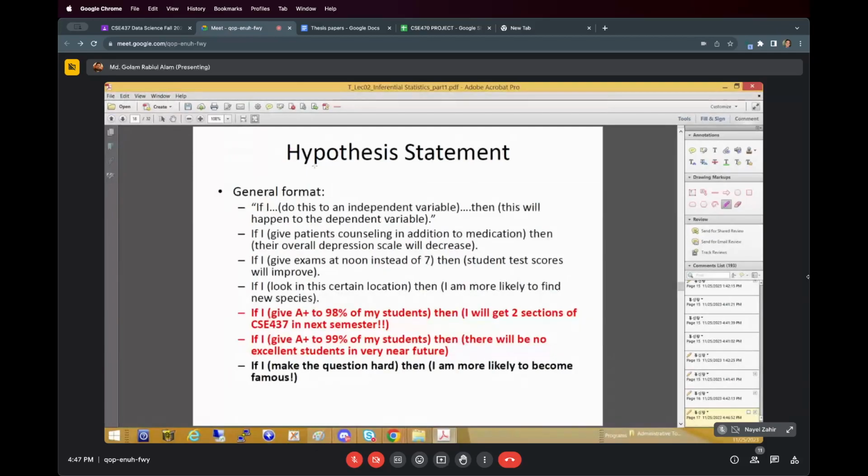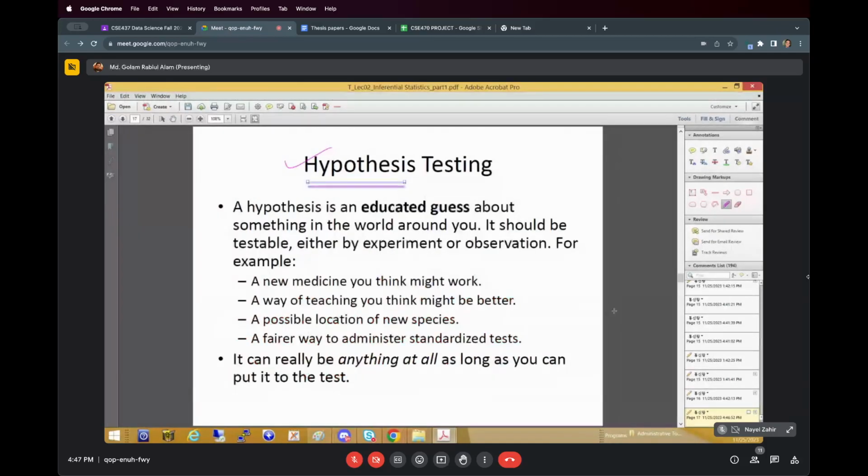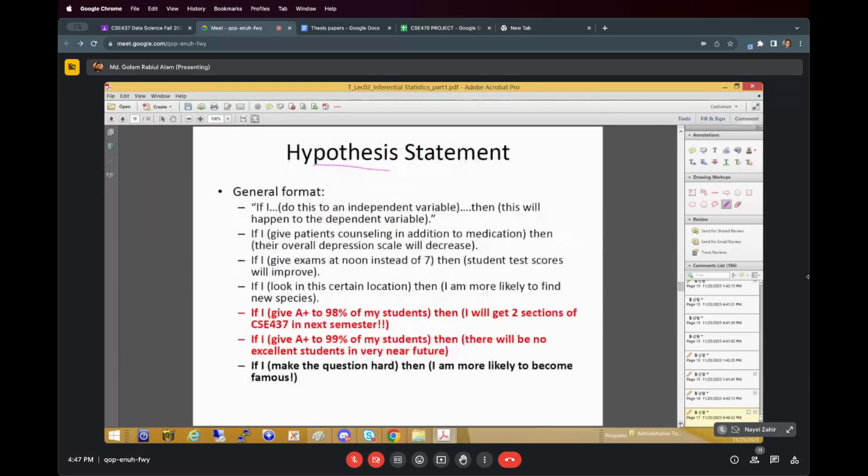Okay, so here are some hypothesis statements. The statements can be like, if I do this to an independent variable, then this will happen to the dependent variable. That means usually we have two parts in a hypothesis. Or you can say, if I give patients counseling in addition to medication, then their overall depression scale will decrease. So this is the hypothesis. Here the independent variable is giving patient counseling in addition to medication, and the dependent variable is the depression scale.